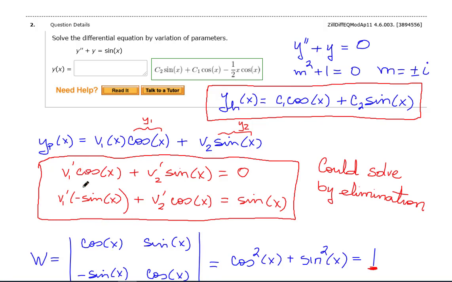Setting up our two equations and two unknowns to solve again, it looks like the following. The derivative of the cosine is minus sine, derivative of sine is cosine.